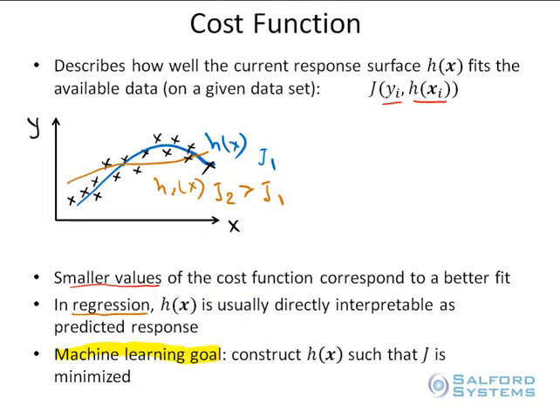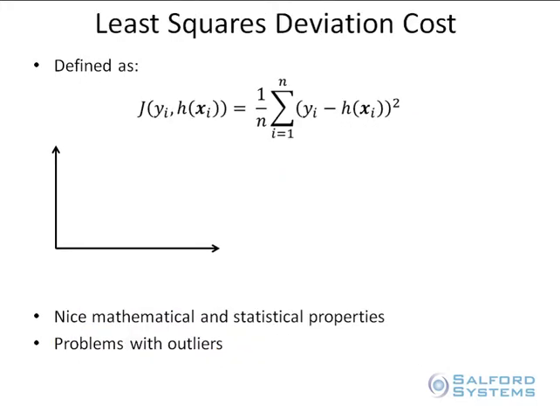Now, in the regression case, the response surface is directly interpretable as what we're trying to predict. And this is going to be our first collection of cost functions. First, I introduce the so-called least squares deviation cost. So we have the formula presented here. And one way to define it is that the least squares deviation cost is essentially an average squared residual for the current fit.